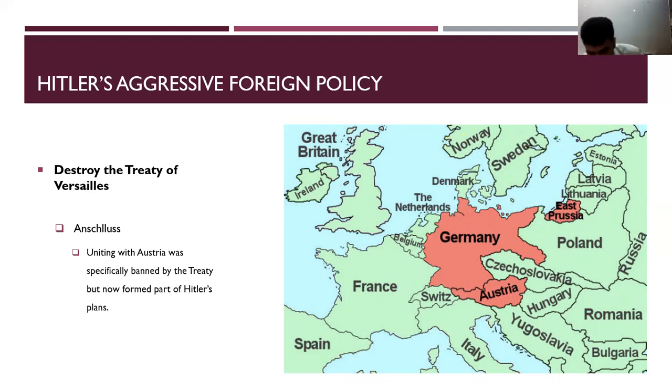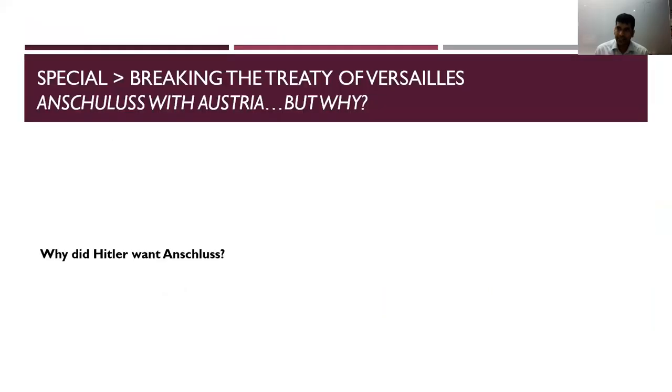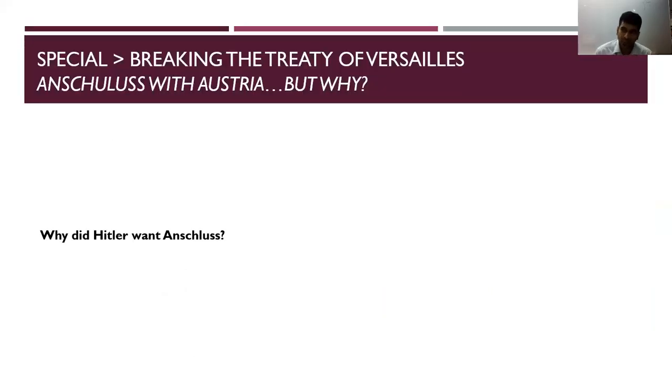Okay, now the question that we need to ask ourselves: why was Anschluss something that Hitler was very interested in and wanted to really go with the whole Anschluss endeavor? What was the reason behind it? So we're going to be asking this question, why did Hitler want the Anschluss? Now the reason for this is basically nationalism.